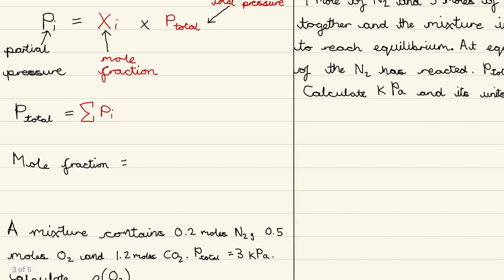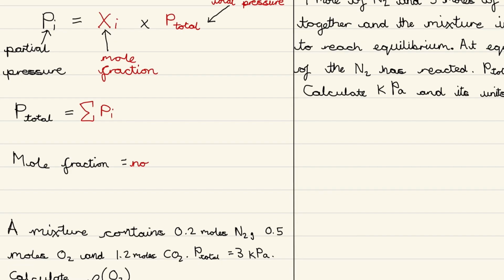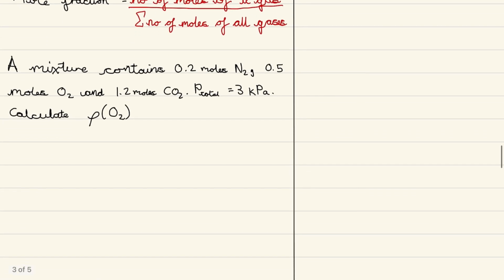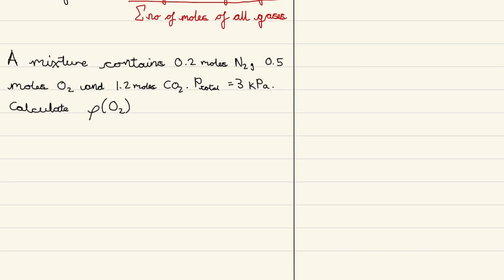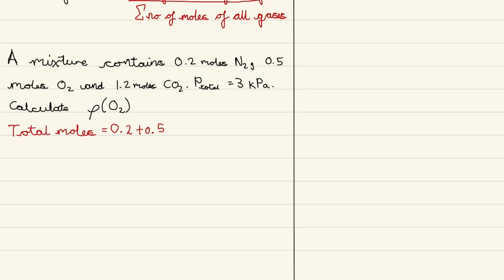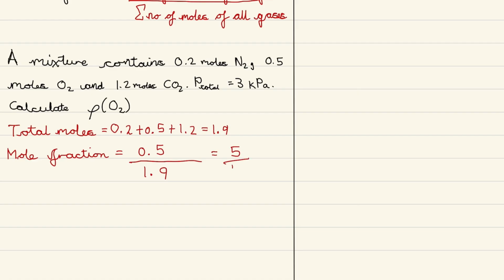The formula for the mole fraction is equal to the number of moles of a gas divided by the sum of all the moles of the gases. So for this question here, firstly I'm going to work out the total moles. And then I'm going to work out my mole fraction of oxygen, and then my partial pressure is this mole fraction times the total pressure.